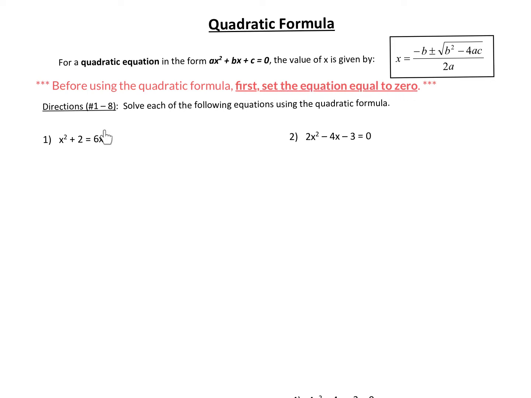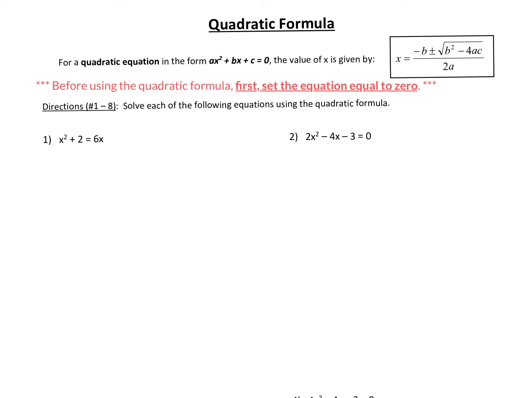If we take a look at number 1, this does not say equals 0. So what I'm going to do is take this 6x and move it to the left-hand side of the equation. Technically, what we're doing is subtracting 6x from both sides of the equation. If you want to write out minus 6x and minus 6x and show that you're doing that, you definitely can. But at this point in math, you no longer have to show that. We know that if we take a 6x and move it this way, it becomes a negative 6x.